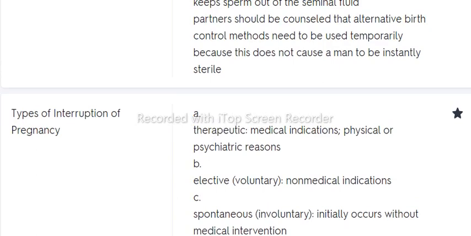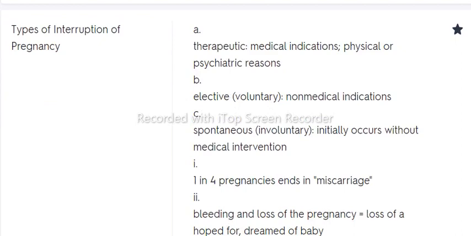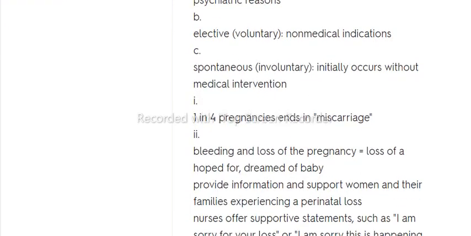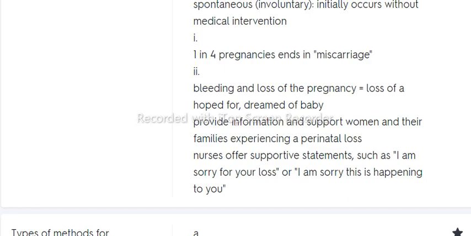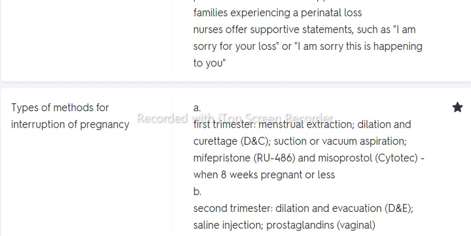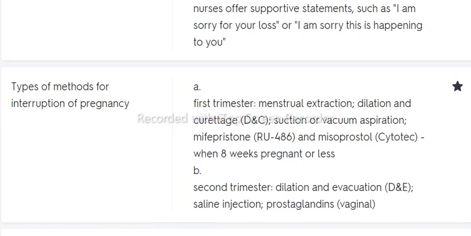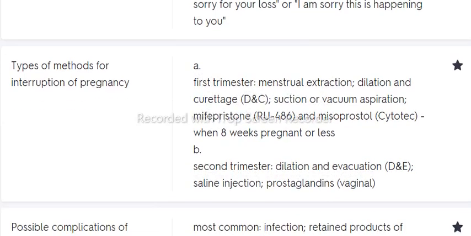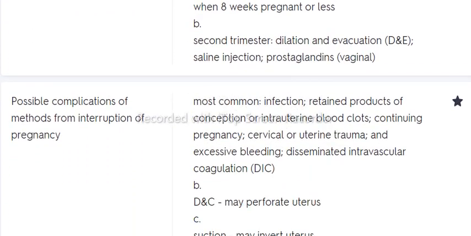Types of methods for interruption of pregnancy. A. First trimester, menstrual extraction, dilation and curettage, suction or vacuum aspiration, mifepristone and misoprostol, when 8 weeks pregnant or less. B. Second trimester, dilation and evacuation, saline injection, prostaglandins. Possible complications of methods for interruption of pregnancy.